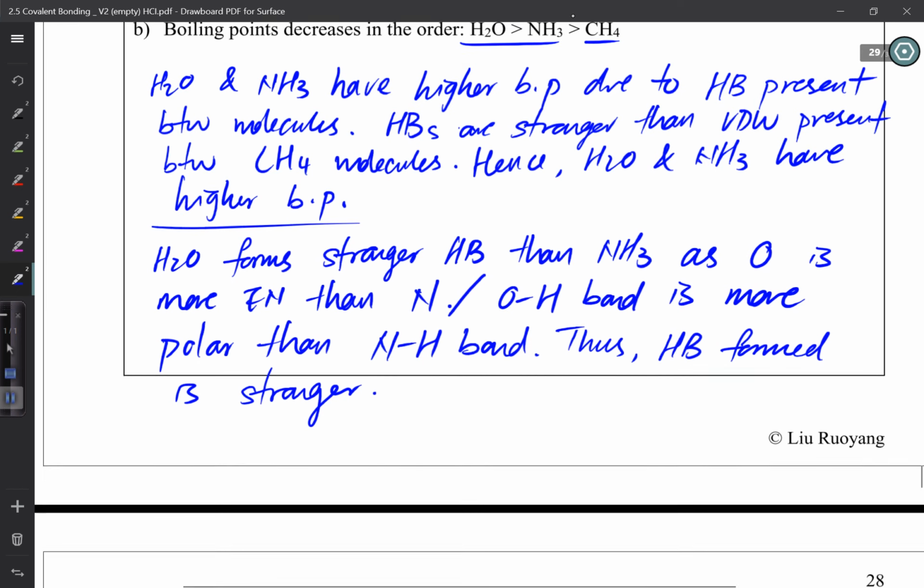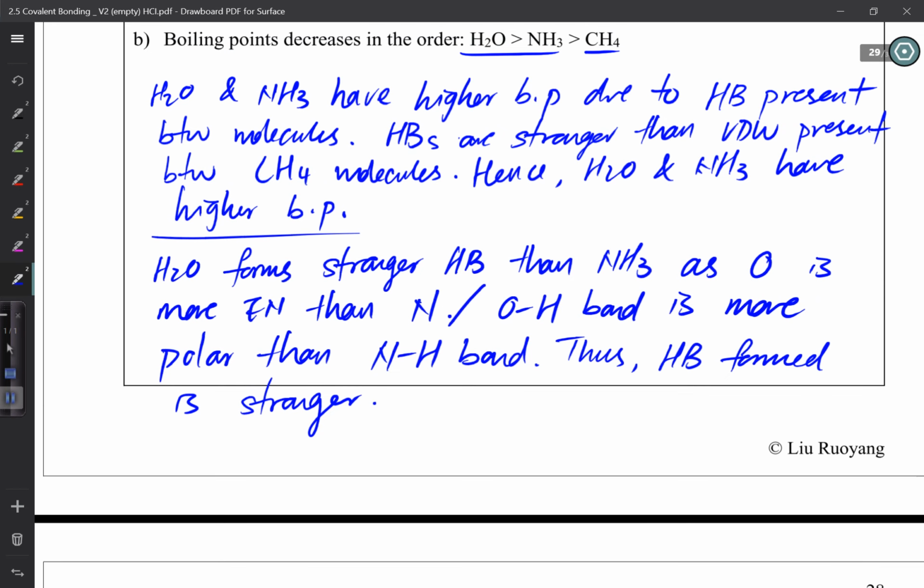So this is the first interesting phenomenon. Next one, we can actually use hydrogen bonding to explain why ice floats on water. Have you wondered? Both ice and water are H2O, but how come ice is less dense than water?